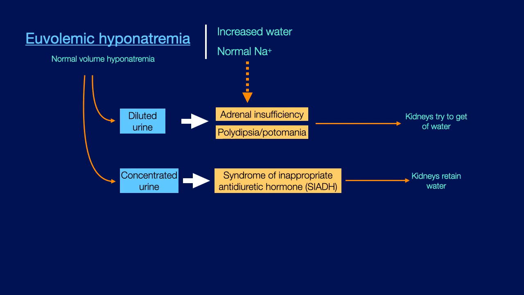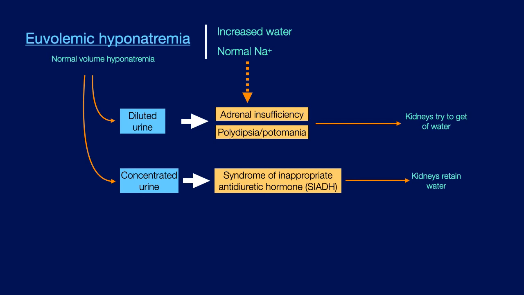Euvolemic hyponatremia can be split into cases with dilute urine and concentrated urine. Cases that cause diluted urine include adrenal insufficiency and drinking too much water, what we call polydipsia, or drinking too much beer, which is called potomania. Basically, here the body has a lot of water and the kidneys are trying to get rid of it as best as they can.